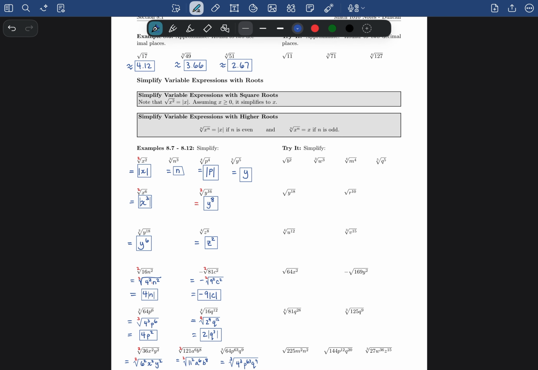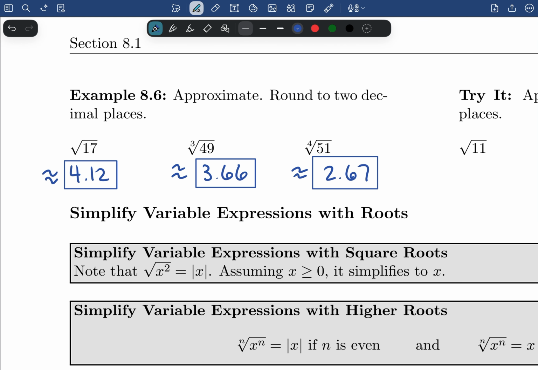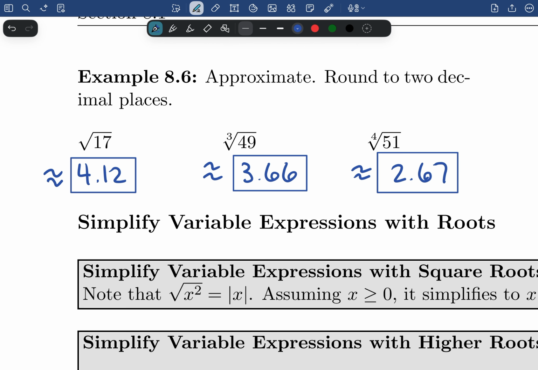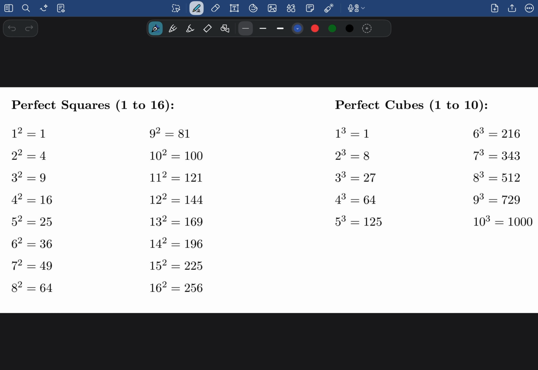And my hope is that I've taken your brain beyond just square roots to move on to cube roots and fourth roots and fifth roots, etc. The goal is to know your perfect squares, perfect cubes, and some of your basic fourth and fifth powers. Get comfortable just being able to see it. And use your calculator as little as possible. In fact, the only time we used a calculator today was on this example 8.6. All others were calculator free, okay, because we know this stuff really well.